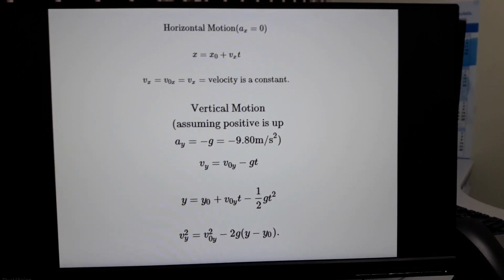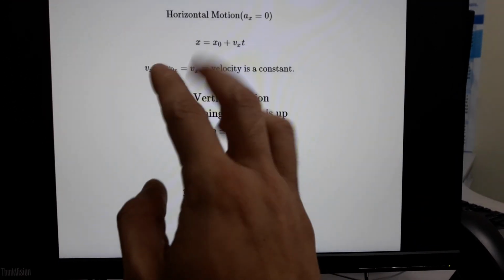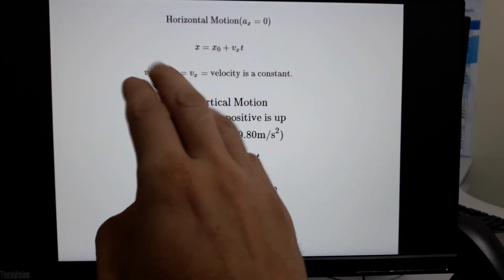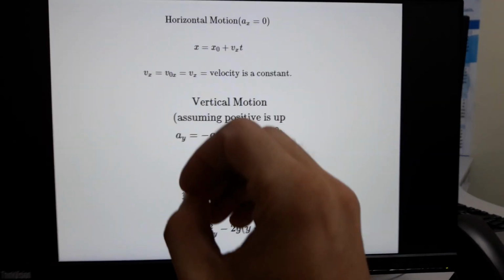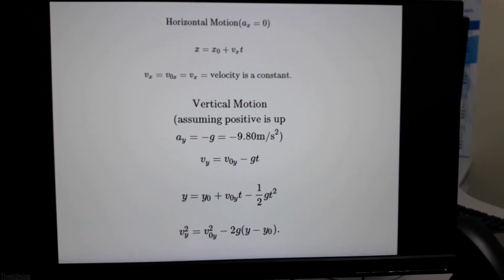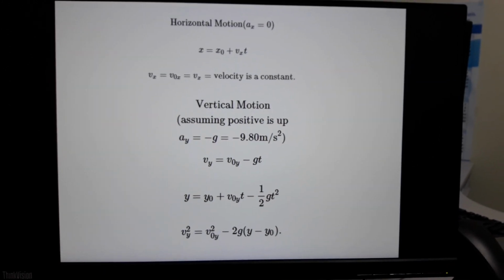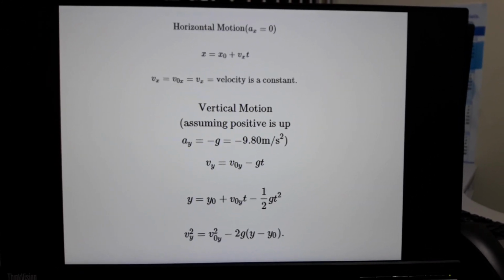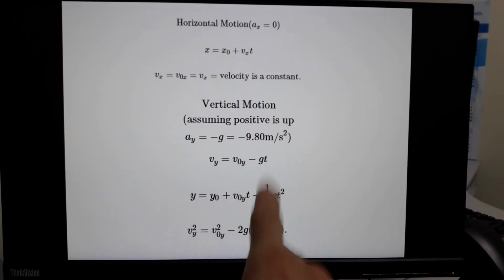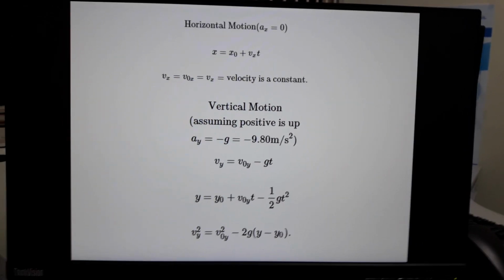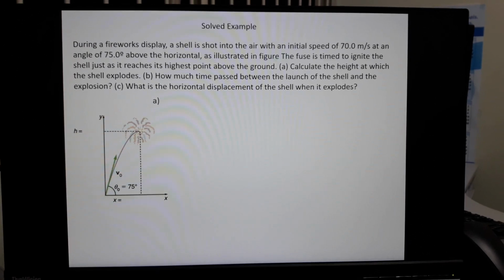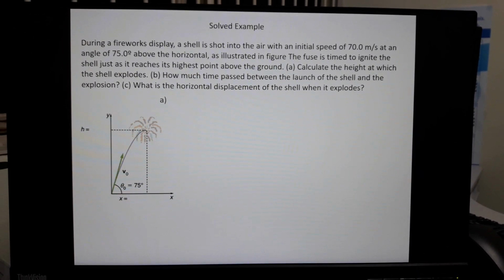So we have here the horizontal motion. We have these two formulas that are for constant velocity. In the vertical motion, you use this formula that you saw in other videos, and you use both to solve some problems. Let's go see a solved example.